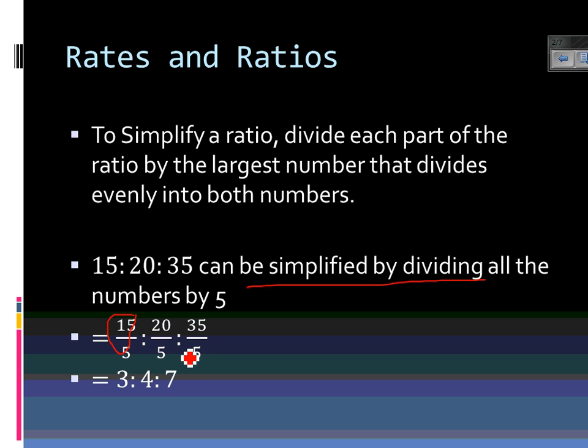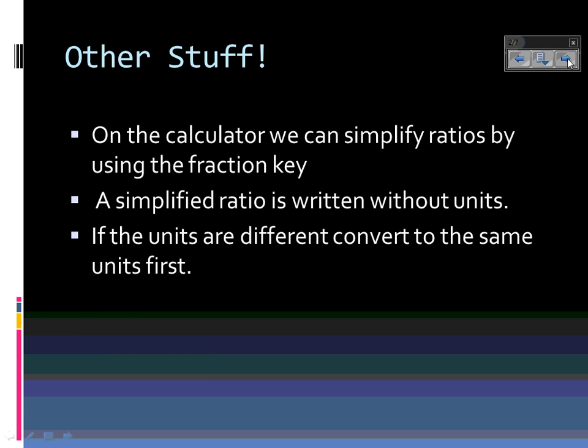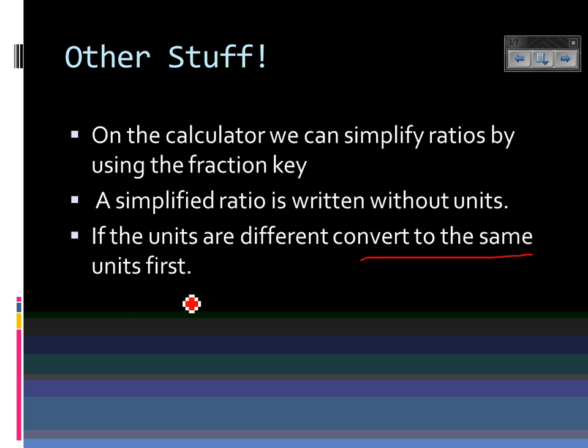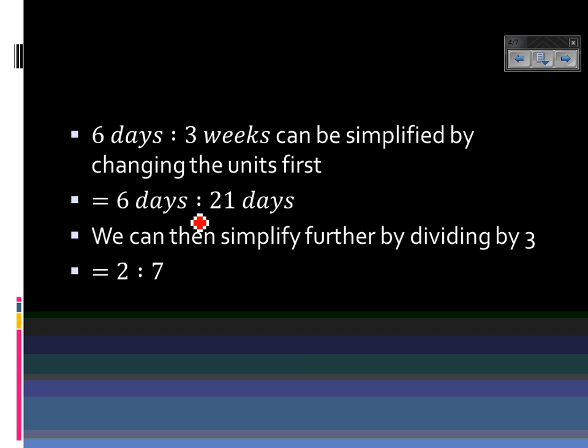The example we've got here is 15 and 5, 20 and 35. We're going to divide them all by 5, and we end up with a ratio 3, 4, and 7. Now, we can also do it on the calculator using the fractions key. Make sure when you're writing your simplified ratios, you write them without units. And if the units are different, make sure you convert to the same unit first. It's really important that you compare the same things with the same things.